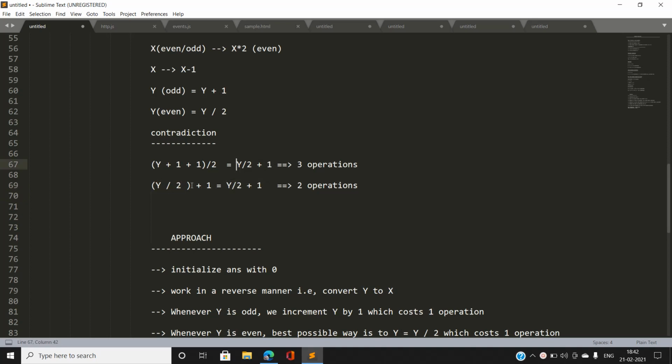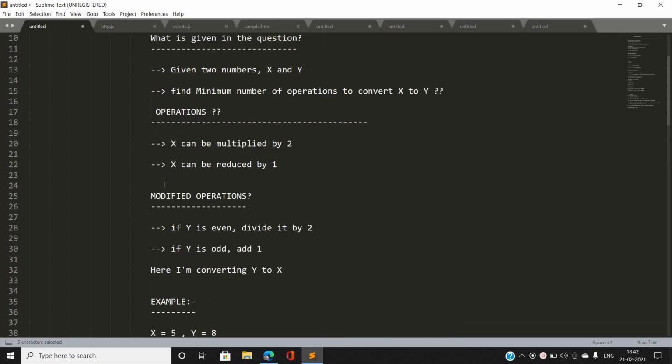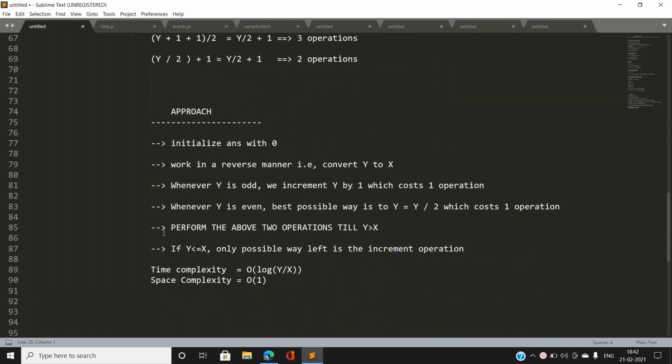So the best way is to use division. Okay, so our question becomes easy if we convert the two given operations into our modified operations and convert y to x very carefully. Okay, so let's move on to the approach of this problem. Let's initialize my answer with 0 first and work in a reverse manner. So what is reverse manner here? I am going to convert y to x.